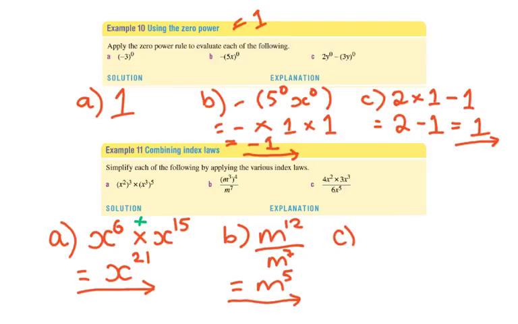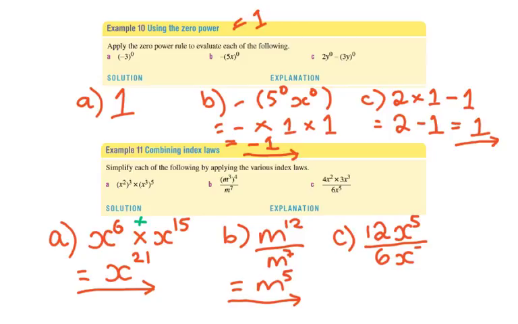For C, let's tighten up what's happening at the top and make it a bit neater before we deal with what's happening at the bottom. 4 times 3 gets me 12. x squared times x cubed gets me x to the 5. Notice there are no brackets, so I'm not multiplying my indices, you're just adding them. That's just index law number 1.